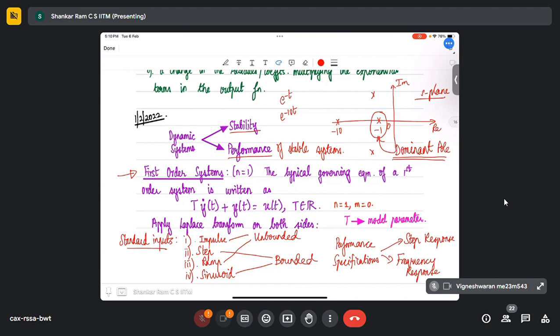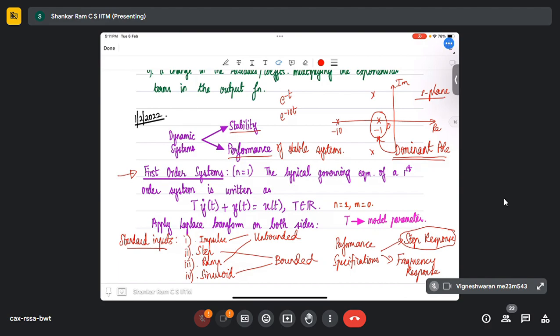Now, going on further, if you look at the standard inputs that we provide, step and sinusoid are two bounded inputs. So consequently, when we specify performance, we look at the step response and frequency response. Okay, so first we will look at step response, then we will look at frequency response, right? So now I hope the big picture view of the concepts that we would study in these lectures is obvious to us, because we essentially are going to look at the step response of first order systems to begin with.